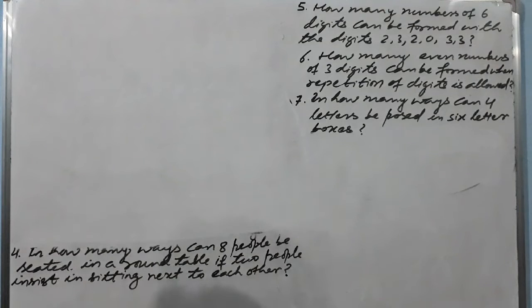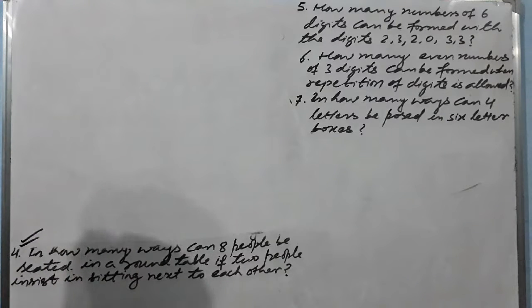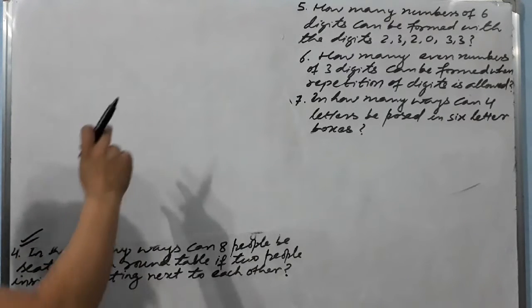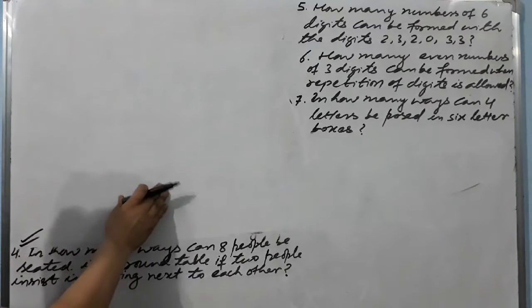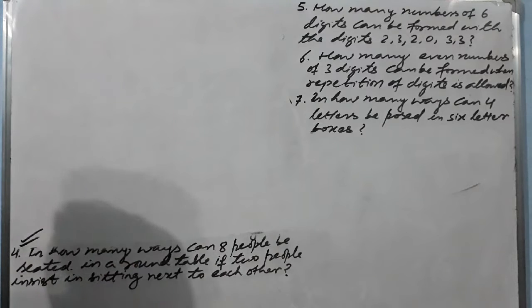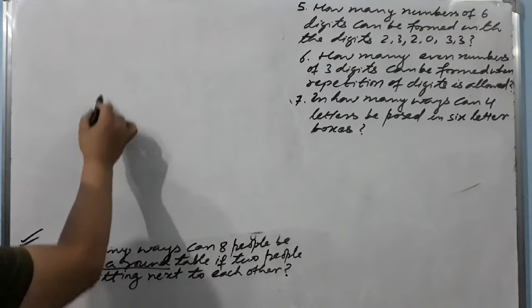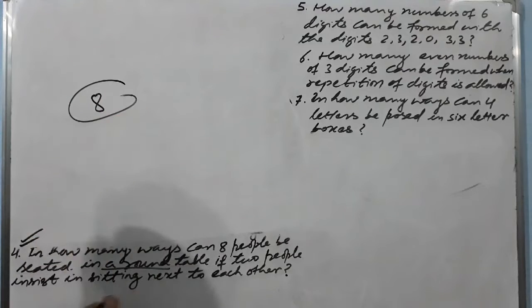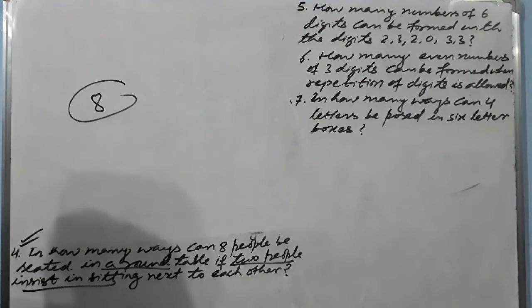So, in how many ways can 8 people be seated at a round table if 2 people insist on sitting next to each other? This is also a very easy question. We did a similar question before, but that was in a straight line. Here it is a round table. There are 8 people, but 2 people insist on sitting next to each other, which means they are going to sit together.